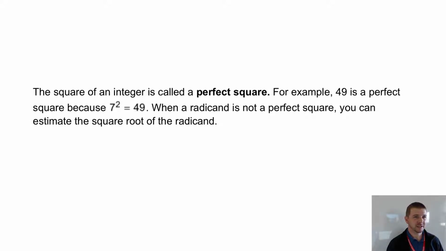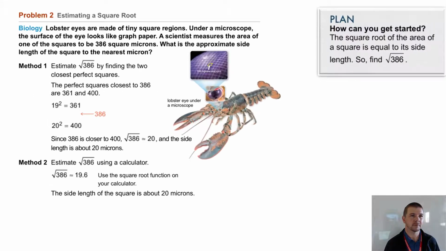The square of an integer is called a perfect square. For example, 49 is a perfect square because 7 squared equals 49. When a radicand is not a perfect square, you can estimate the square root of the radicand.